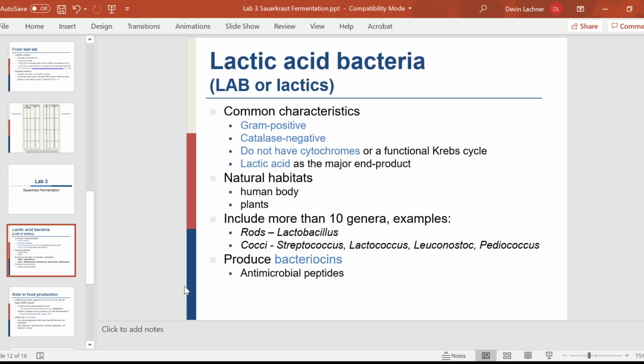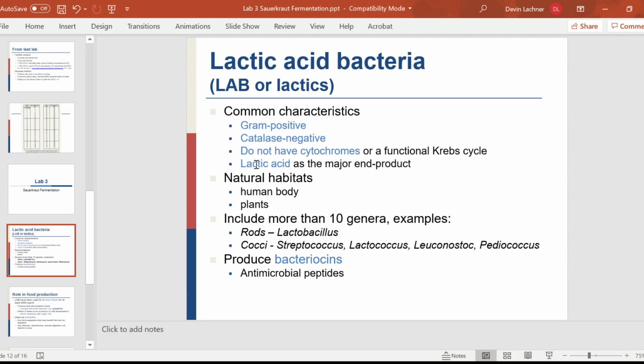So lactic acid bacteria are the ones responsible for our fermentation. These are known as LABs or lactics. They have a lot of characteristics that describe this group. They are gram-positive, catalase negative, so they will not produce catalase. They do not have cytochromes. And they produce lactic acid as a major end product, okay?